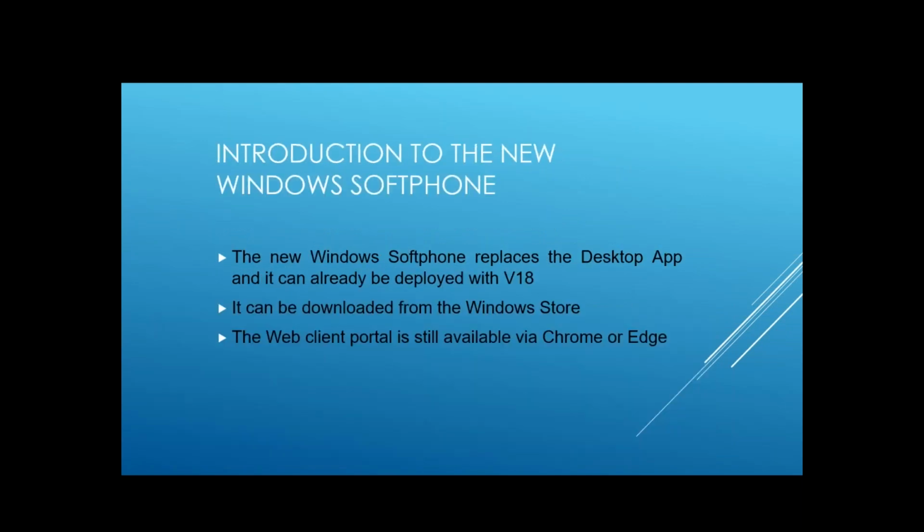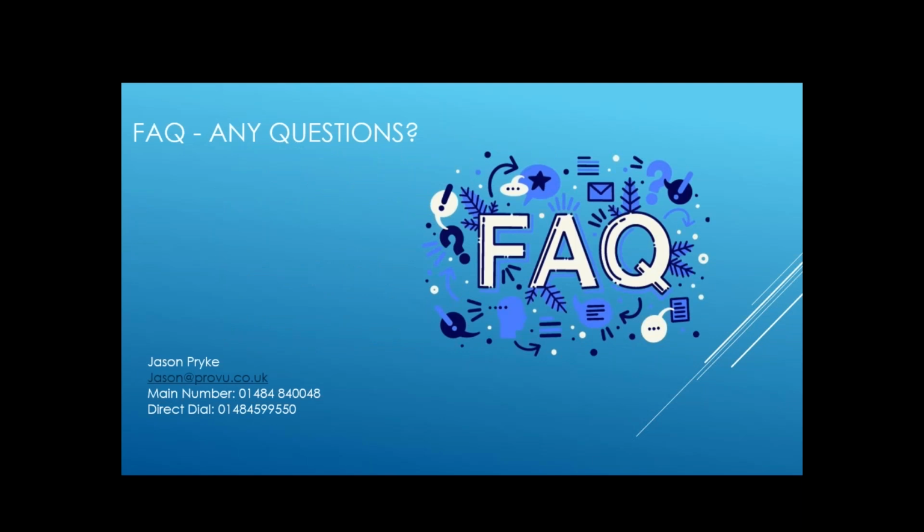In terms of the Windows softphone, the Windows softphone replaces the desktop app, and it can already be deployed. You might already have this deployed in some systems. It can be downloaded straight from the Windows Store. You can get that straight away, and it should just download and log in. Of course, the web client portal is still available via Chrome or Edge. So that's it really in terms of the prerequisites.